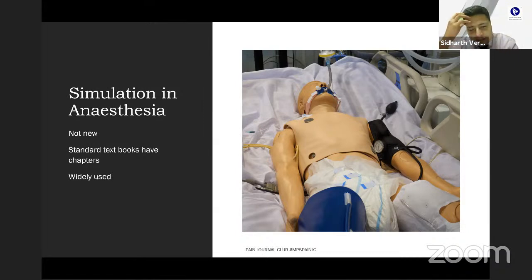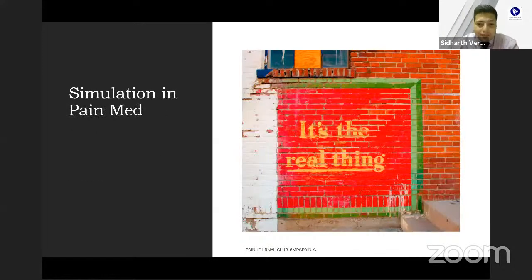And I am sure that most of you have at least done a BLS, ACLS on a dummy or a mannequin, and you are at least aware of the basic simulator. That's a kind of a low fidelity simulator which is widely used. So simulator in anesthesia is not new. Nowadays we have very high fidelity simulators which are available. But simulation in pain medicine is now the real thing, and it's being adopted more and more. It's being adopted by more and more fellowship programs.